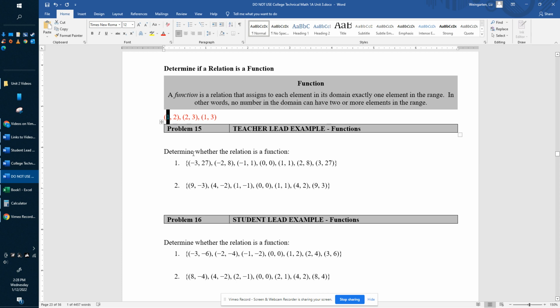So let's take a look at these examples and see if we can determine whether the relation is a function. They're all relations, we have to determine if they're functions. So what we're looking for is to see if the same item is in the domain more than once, because that means that it's assigned to more than one item in the range. So we have -3, -2, -1, 0, 1, 2, and 3. These are all distinct numbers. So all of the numbers in the domain are all different. So this one is a function.